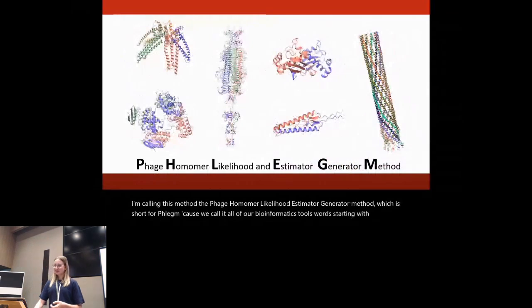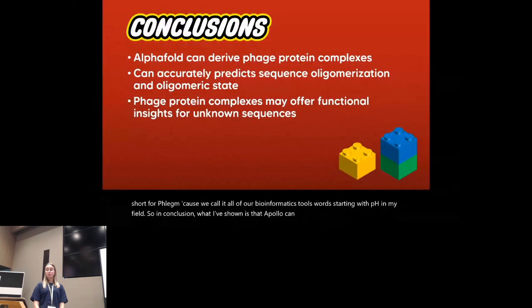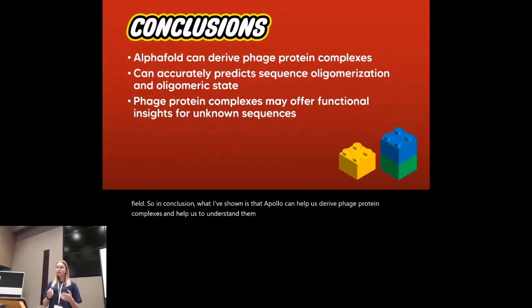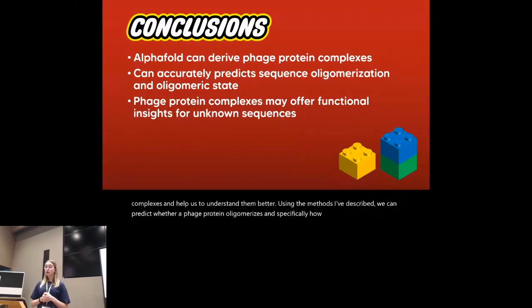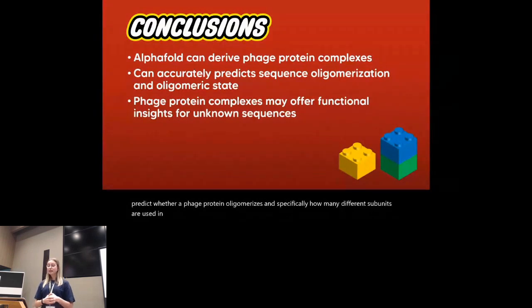So in conclusion, what I've shown is that AlphaFold can help us derive phage protein complexes and help us to understand them better. Using the methods I've described, we can predict whether a phage protein oligomerizes and specifically how many different subunits are used in its complex. And in doing so, we can potentially gain better functional insights to some unknown phage proteins.